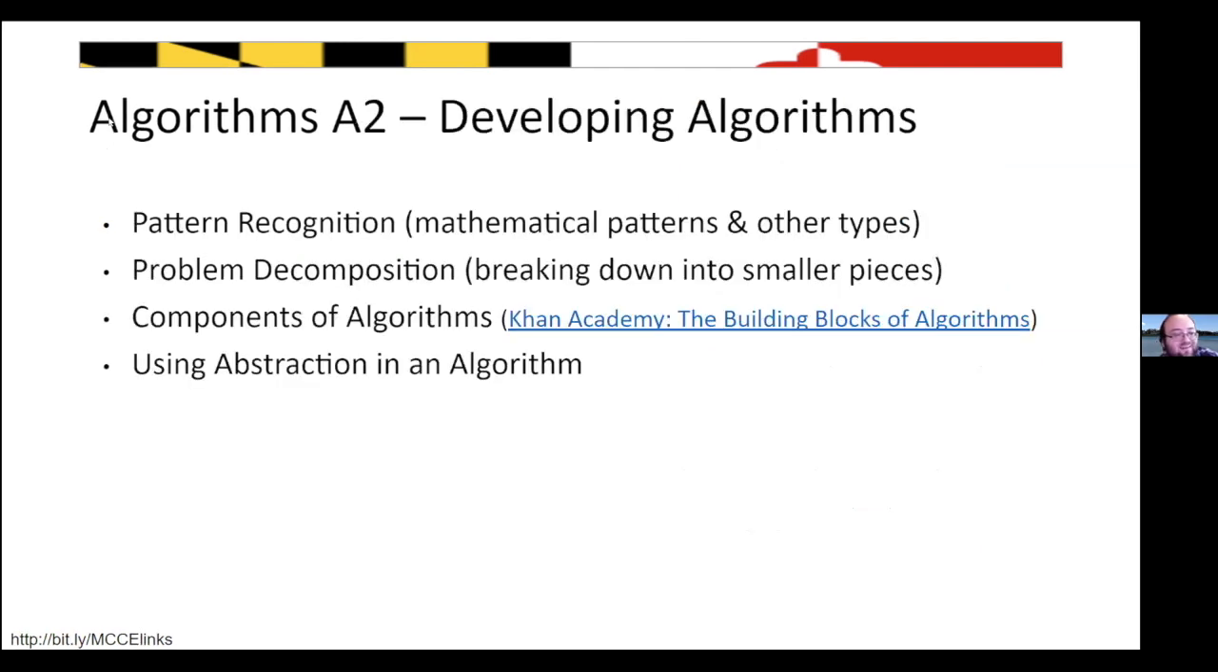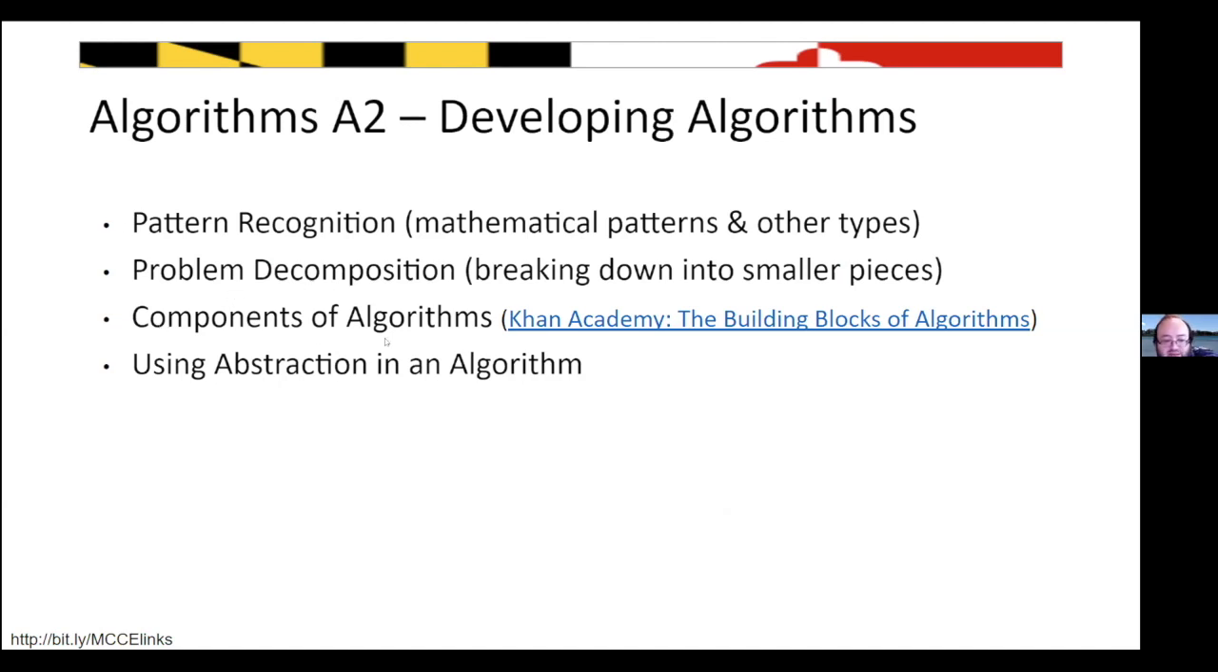Okay, so this last slide, I wasn't really going to delve too deep into these four things, so I'll just mention them. You should understand how to recognize patterns, including mathematical patterns, whether there's a linear pattern, a quadratic pattern in a group of numbers, other types of patterns. You should understand the basics of problem decomposition, taking a big problem and splitting it up into smaller pieces that are more easily solvable. That's going to come back when we talk about recursion next week.